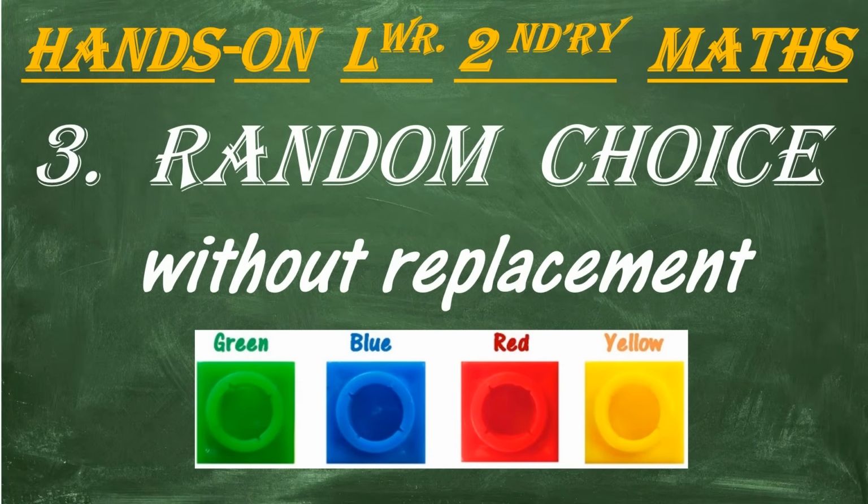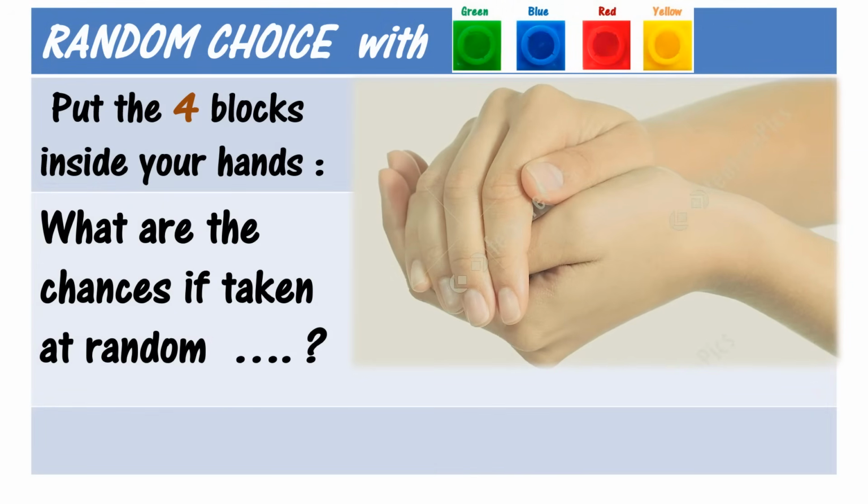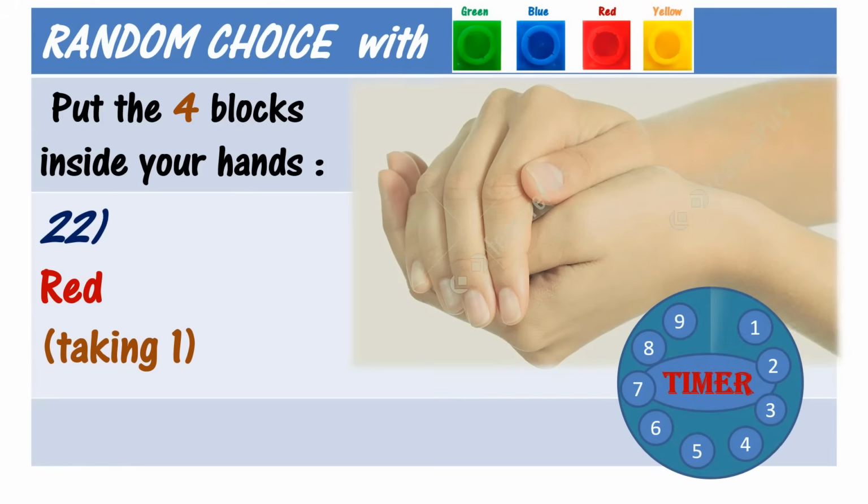We're moving on to random choice. This is without replacement. You can have random choice with replacement. With blocks, it's typically without replacement. Put the blocks in your hands and shake them around, and then I ask you, well, what is the chances of drawing a red if you only take 1?